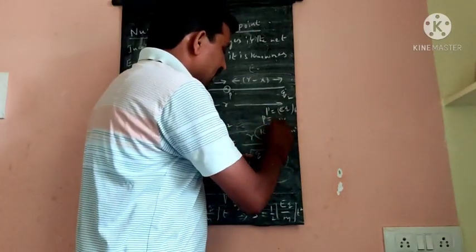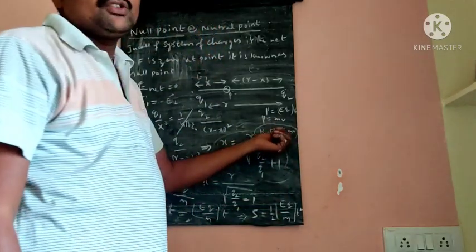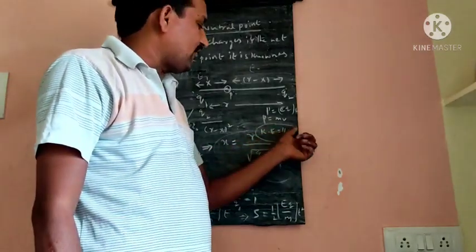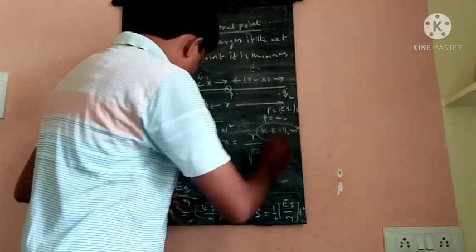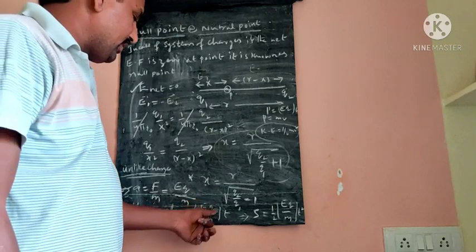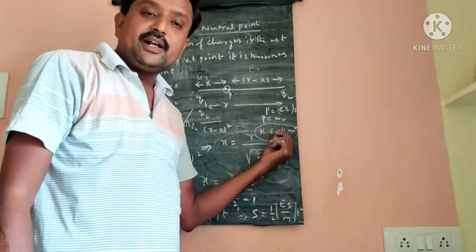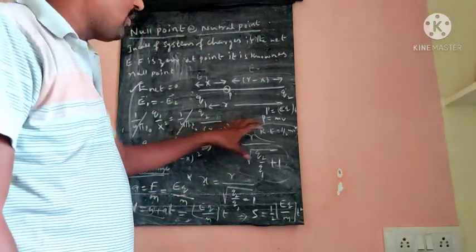And here K is equal to half mv square. The kinetic energy can also be found by using this formula, K is equal to half mv square. Here v is equal to Eq by m into t. Substitute the v value, and we can find out the kinetic energy of the moving positive charge.